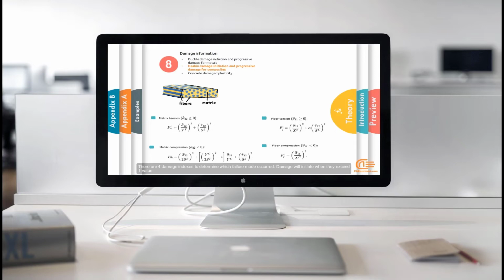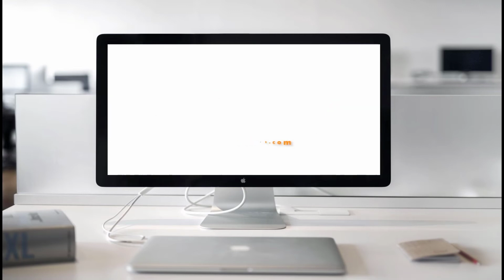There are 4 damage indexes to determine which failure mode occurred. Damage will initiate when they exceed one value. When sigma 11 is more or equal to 0, fiber tension, and when sigma 11 is less than 0, fiber compression will occur. In case of sigma 22 more or equal to 0, matrix tension, and for sigma 22 less than 0, matrix compression will happen.